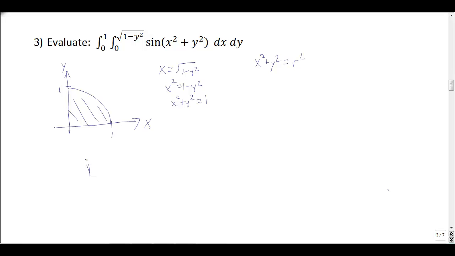So when we go to polar, let's just write this up. We get a double integral. We're going to get sine of r squared.